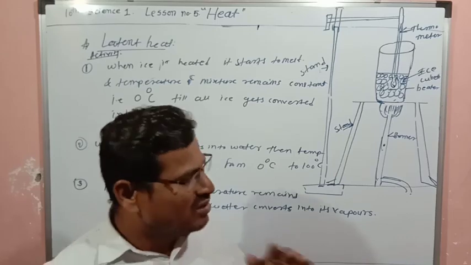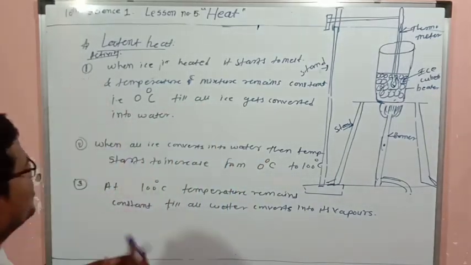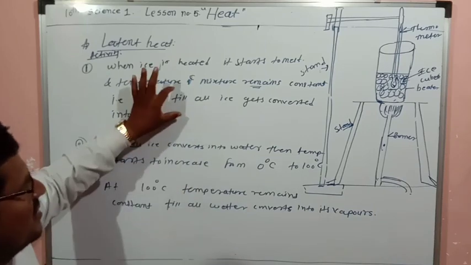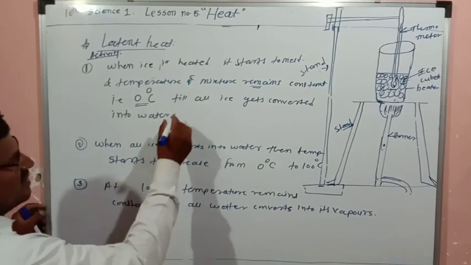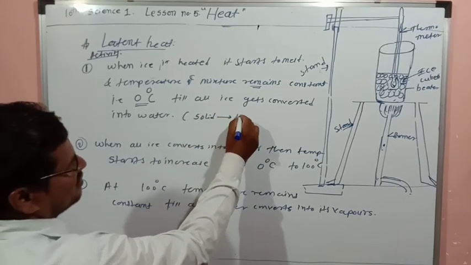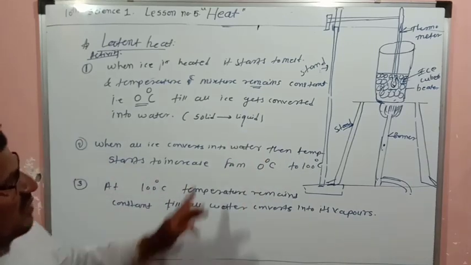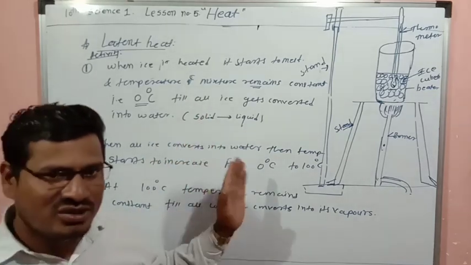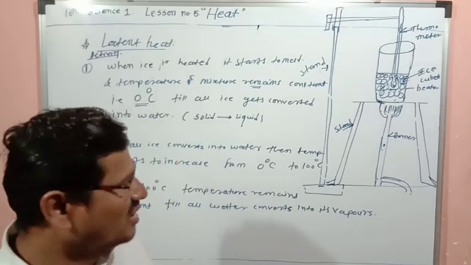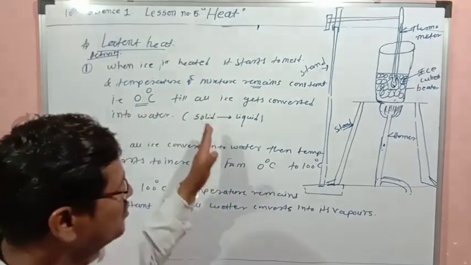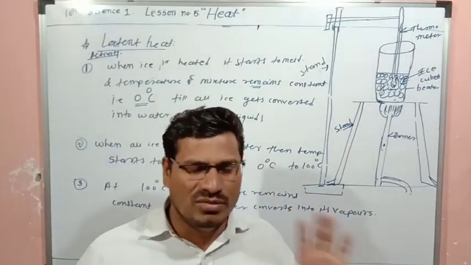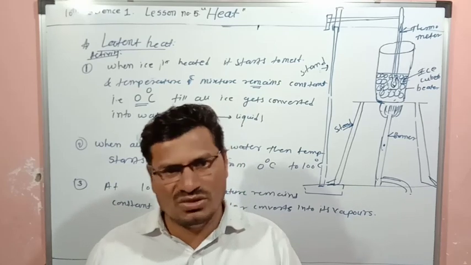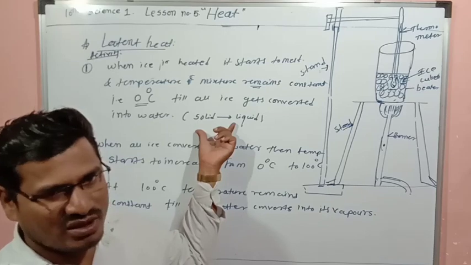So, one thing is clear. At 0 degrees Celsius, the temperature remains constant till all the ice gets converted into water. That means there is a change in state here, solid gets converted into liquid. During this conversion the temperature remains constant at 0 degrees Celsius, though you are heating continuously. This constant temperature at which solid converts into liquid is called the melting point.